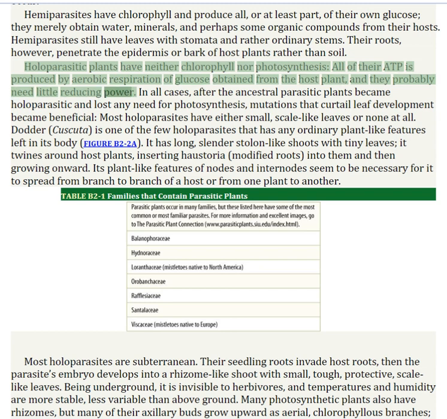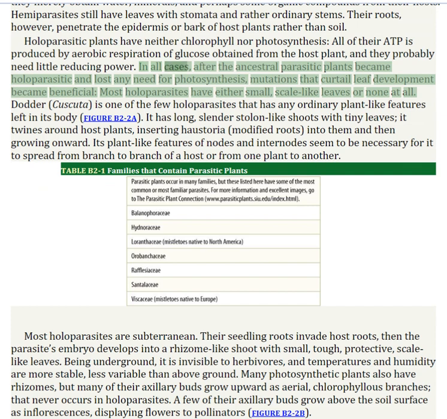little reducing power. In all cases, after the ancestral parasitic plants became holoparasitic and lost any need for photosynthesis, mutations that curtail leaf development became beneficial. Most holoparasites have either small, scale-like leaves or none at all.